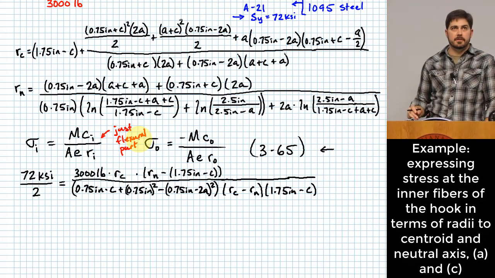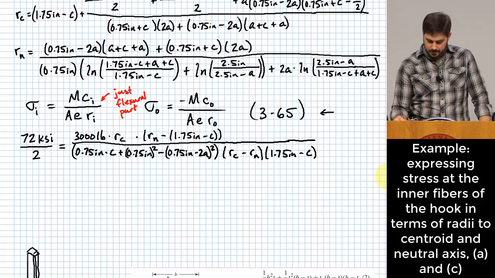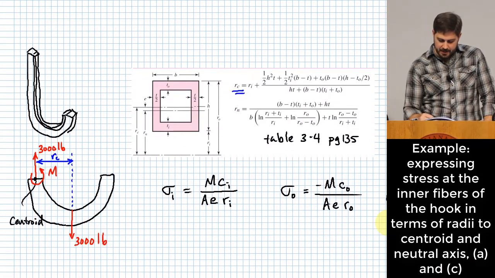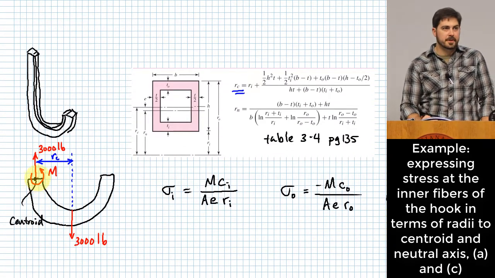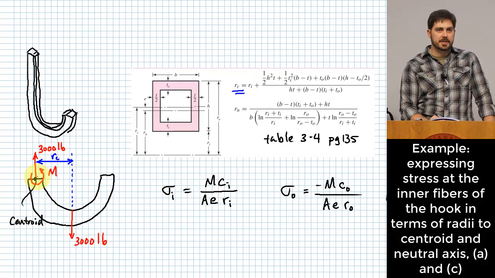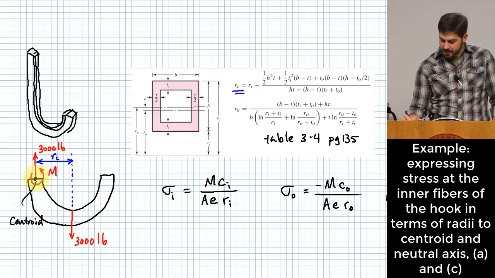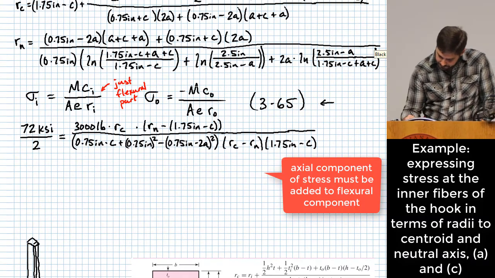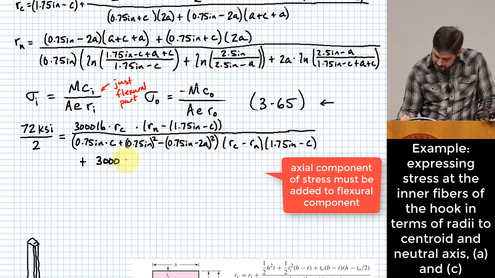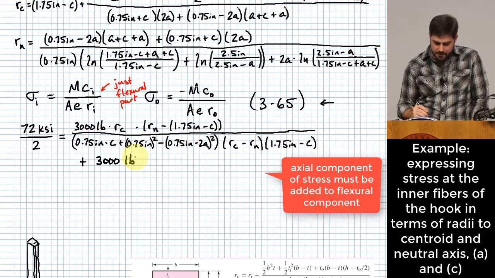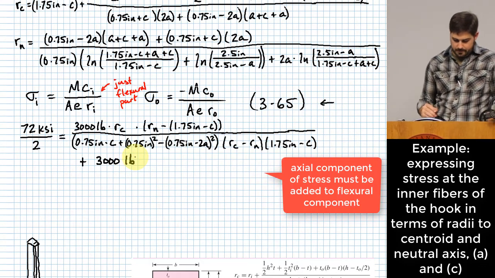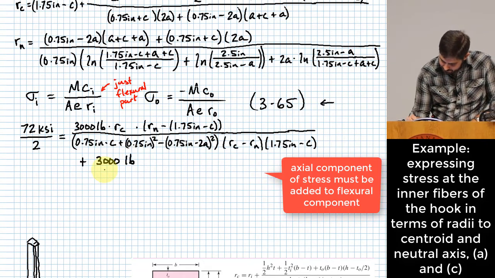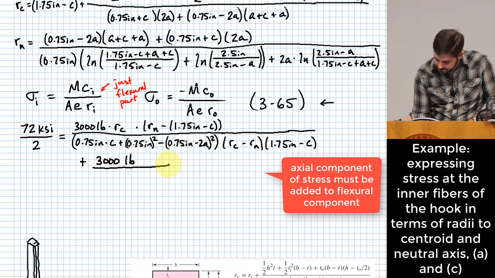What else do we need? Okay, go back to here and we said there's also an axial force of 3,000 pounds that we need to deal with. So we need to add on another certain amount of stress. And that's going to be based on 3,000 pounds of force divided by what? The area.